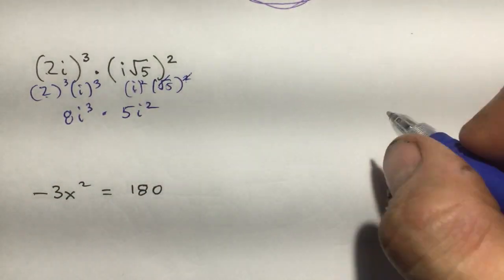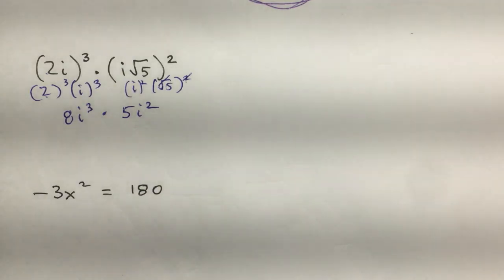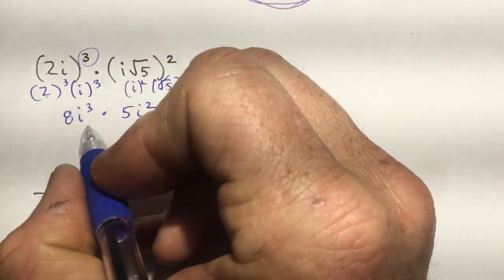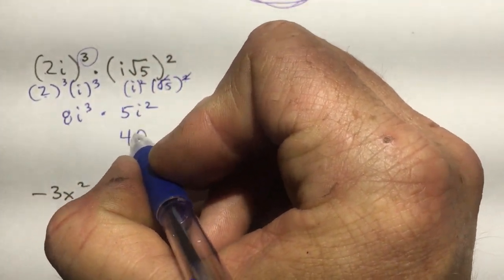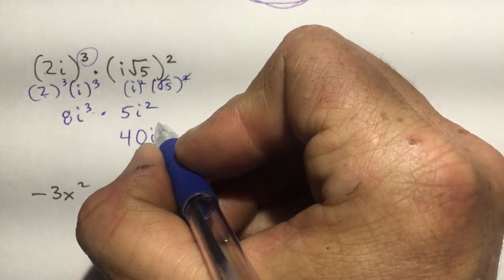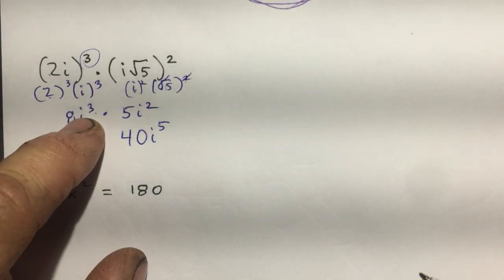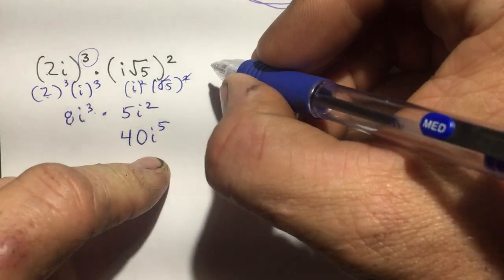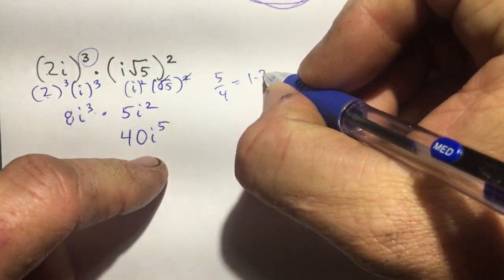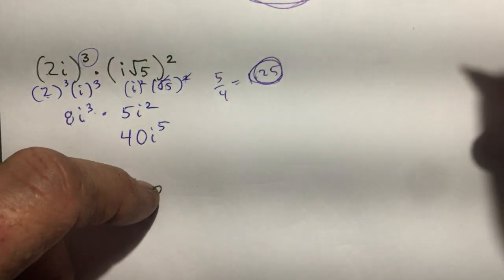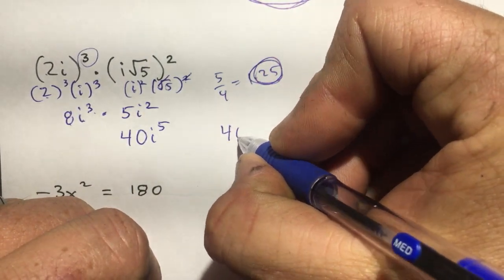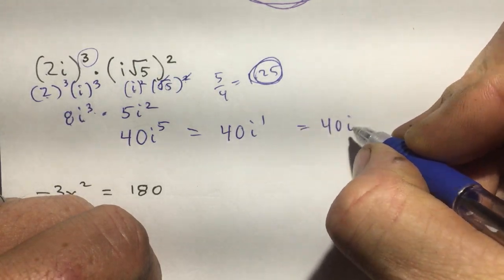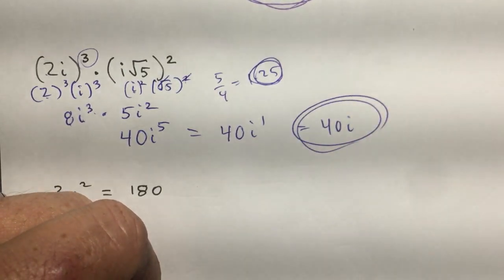Okay. And now I can multiply them, since the parentheses are gone. See, these exponents outside the parentheses, we got to get rid of them. Now they're gone, so I got 8 times 5, which is 40, and I've got i to the 5th. Okay, i to the third times i squared is i to the 5th. And so now the same thing, you do 5 divided by 4, which is 1.25. How many quarters is that? Well, it's 1. So this is the same thing as 40i to the 1, which is just 40i. i to the 1 is just i. So there's my answer right there.